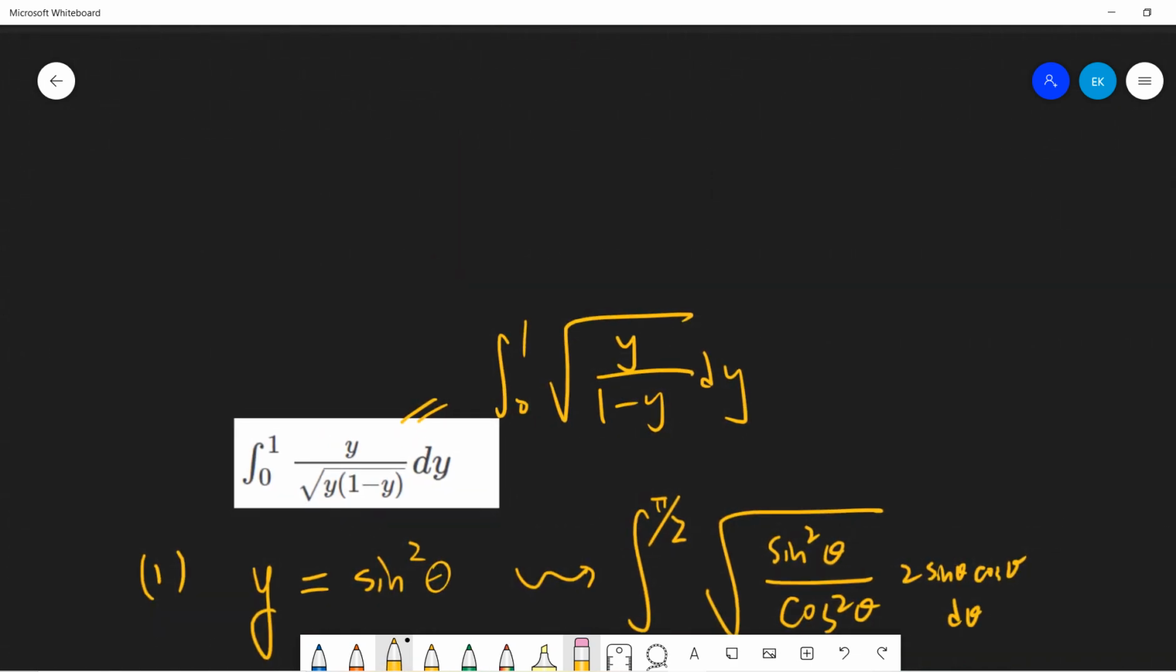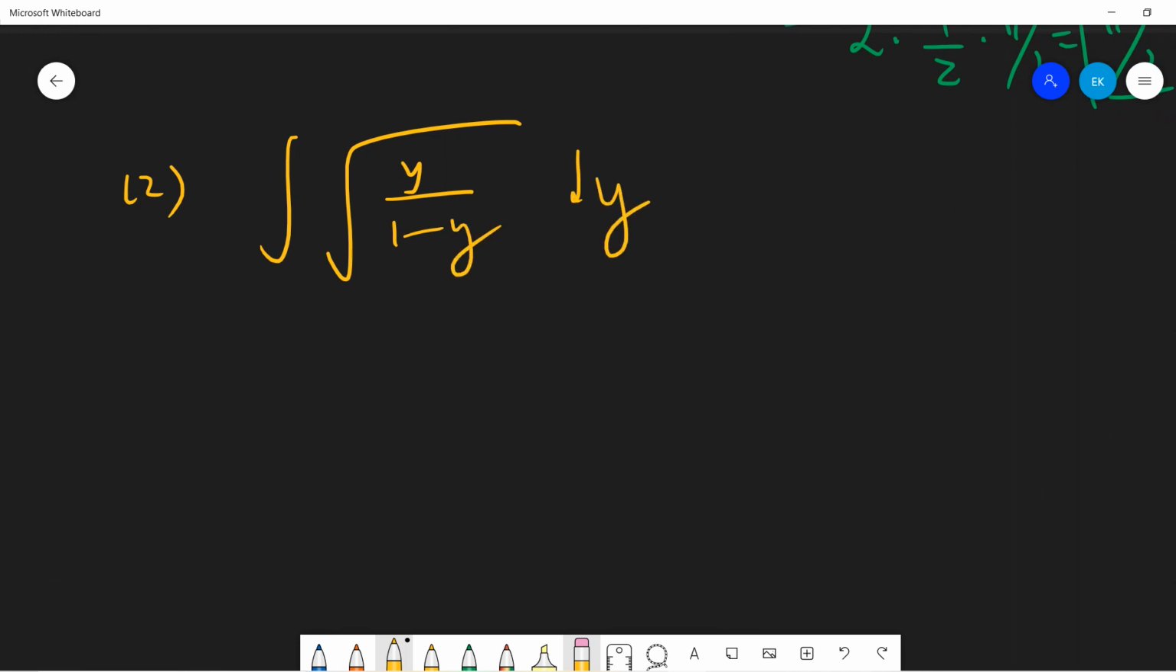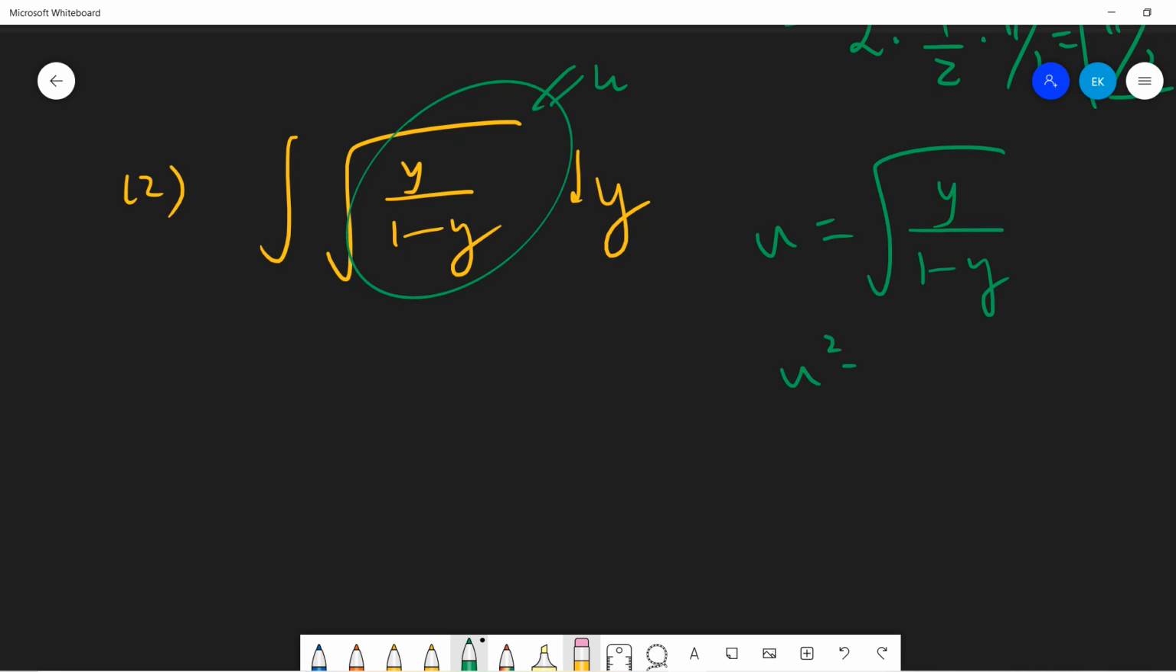But the second idea is one that you might not think of so smartly. Another idea is that the easy way is to let this be u. Let's say u is the square root of y over 1 minus y. So u squared is y over 1 minus y. So u squared minus u squared y equals y. You need to represent y, so y is u squared over 1 plus u squared.